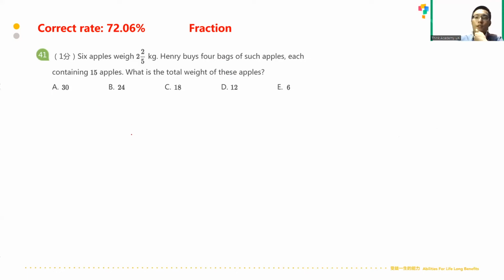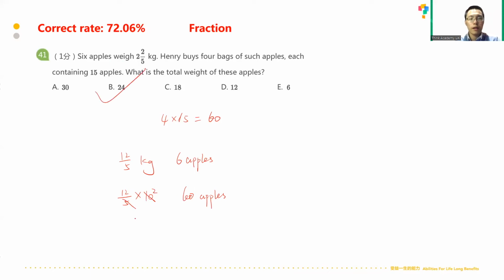You think, they look familiar, and somehow my instinct tells me they can make my life easier if I do them first. So 4 bags of apples, each containing 15 apples. So 4 times 15, we find a total of 60 apples. And we know 6 apples weigh 12/5 kilograms. Then for 60 apples, we simply times 10 to the 12/5. And that will be 5 and 10 cancels out, leaving a 2. So it's also 12 times 2. Well, this calculation is much easier. So the correct answer is still B.